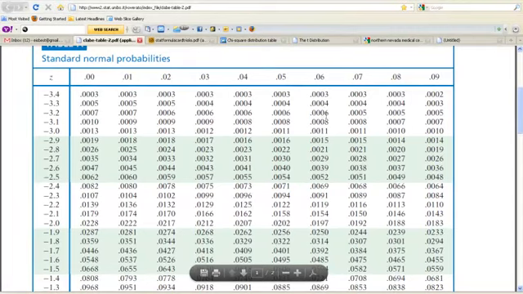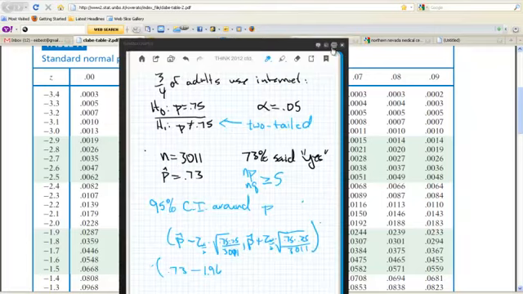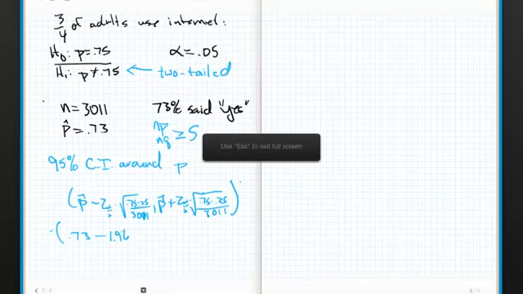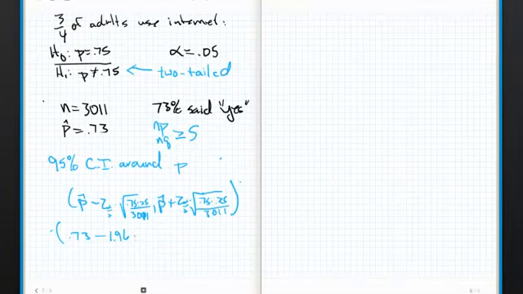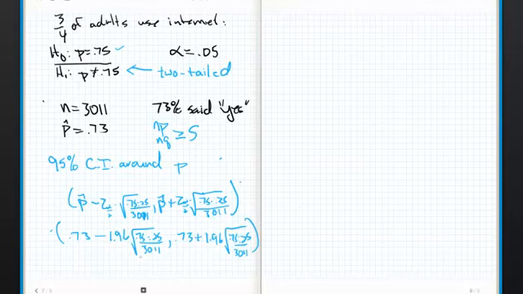0.025 right there is negative 1.96 and positive 1.96, because remember, sampling distributions for proportions distribute themselves normally. So I got 0.73 minus 1.96 times the square root of 0.75 times 0.25 divided by 3011, and 0.73 plus 1.96 times the square root of 0.75 times 0.25 divided by 3011. Just building the confidence interval and checking to see if this guy is in there. And that's going to be my interval.